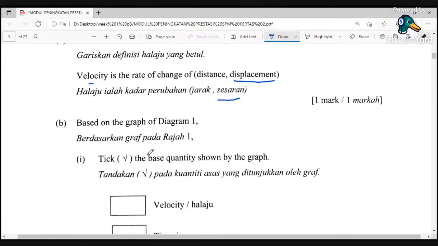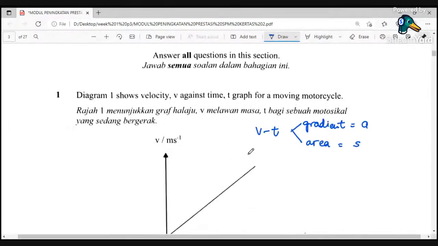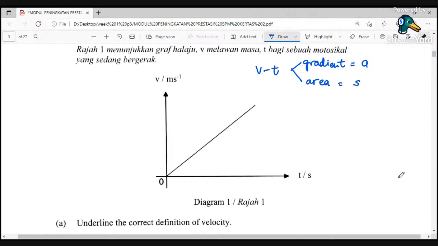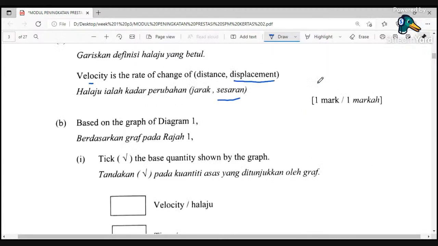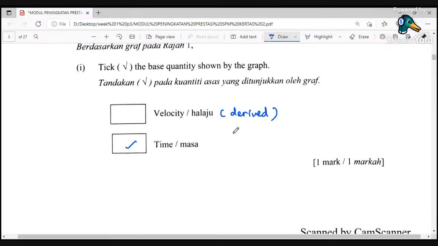Okay, B1, take the base quantity shown by the graph. Okay, from the graph we can see there are two physical quantities here, velocity and time. Okay, so base quantity here is time. Velocity is derived. Okay, just take one box.